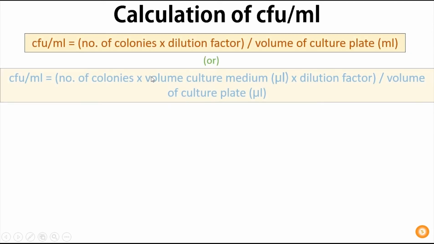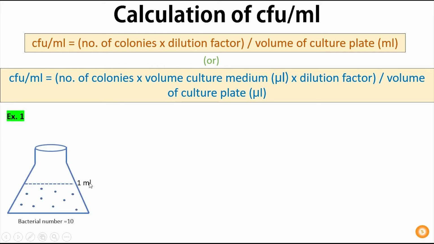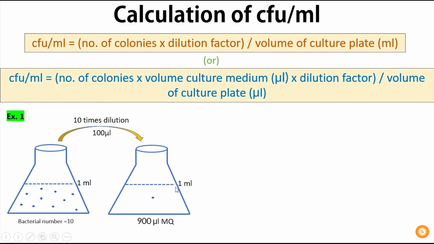Calculation of CFU per ml. We can calculate CFU per ml by applying one of these formulas. For example, 1 ml bacterial suspension contains 10 viable bacterial cells. We diluted it 10 times and plated it on an agar plate, and we found 1 colony on the plate.